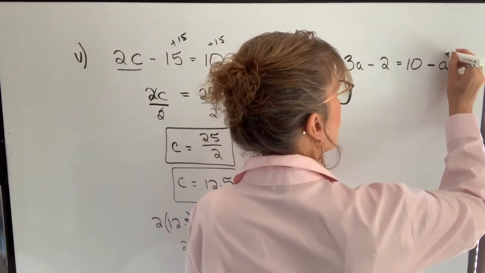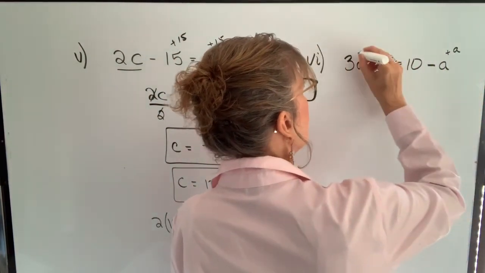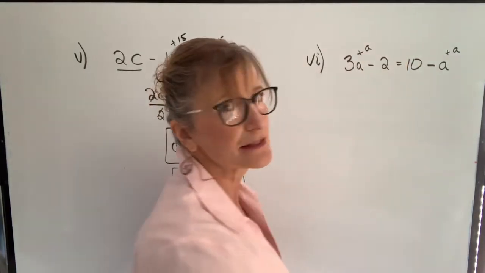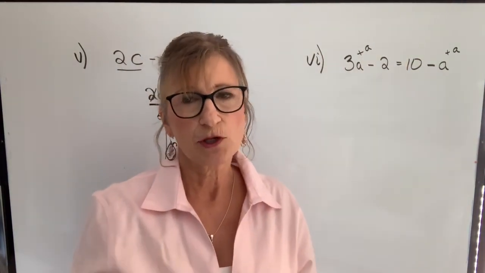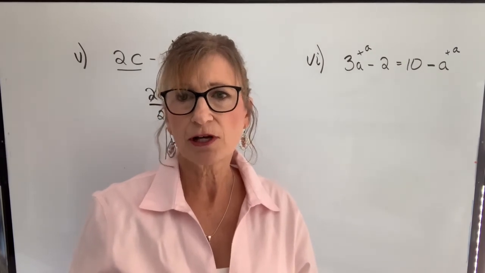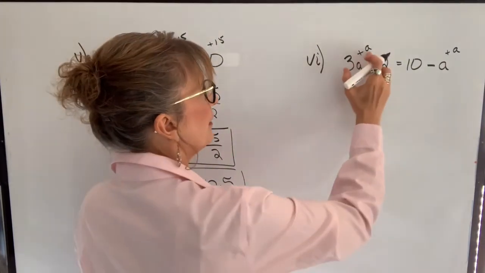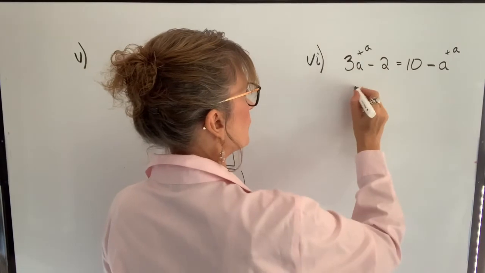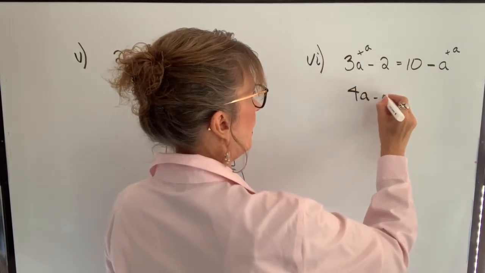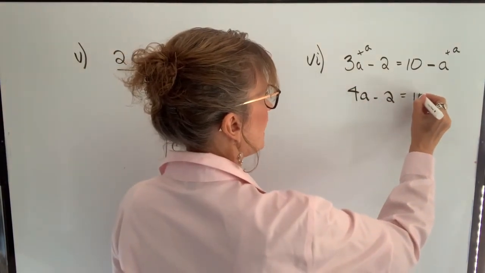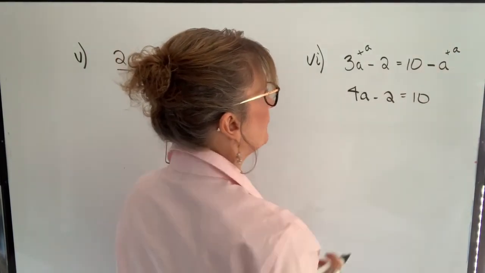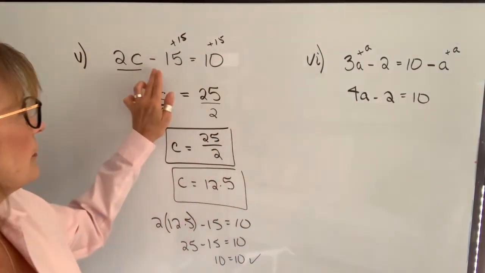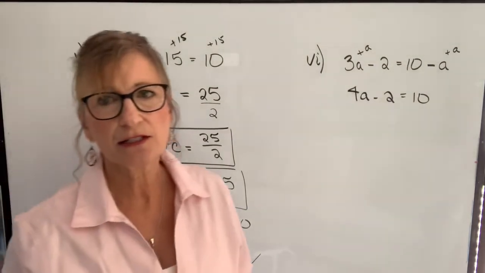So I can do that. I can add an a to this side as long as I add an a to this side. And remember when we were talking about adding and subtracting polynomials, you can only add and subtract like terms. So 3a plus a, those are like terms, is 4a minus 2 equals 10 minus a plus a, it will be a 0. So now this equation looks very similar to what we just did.